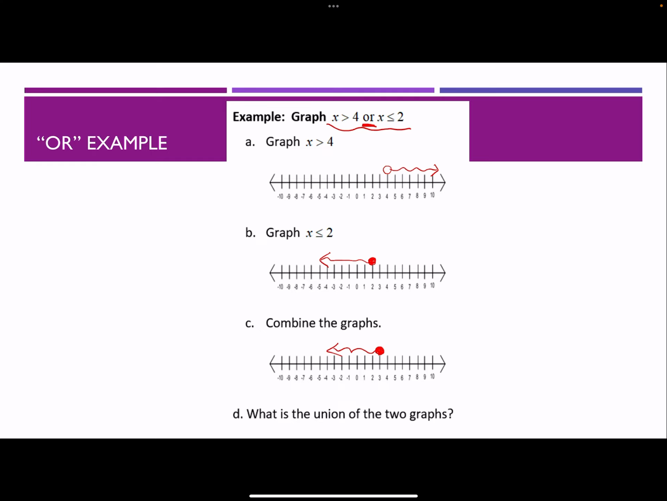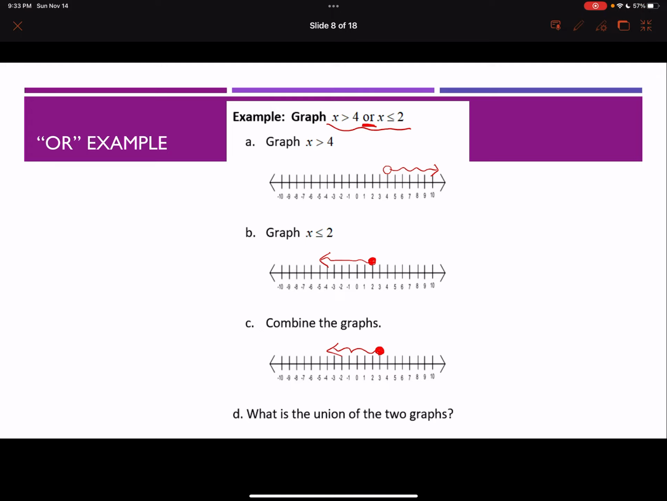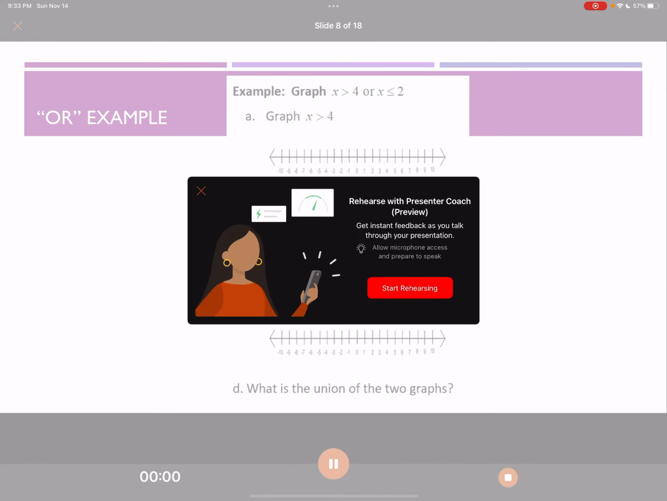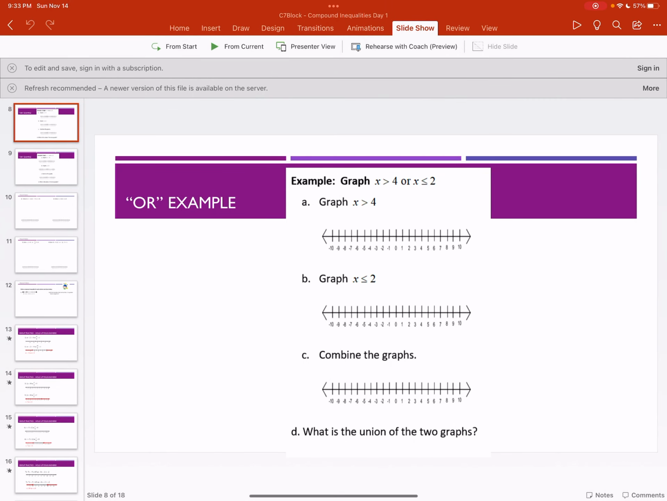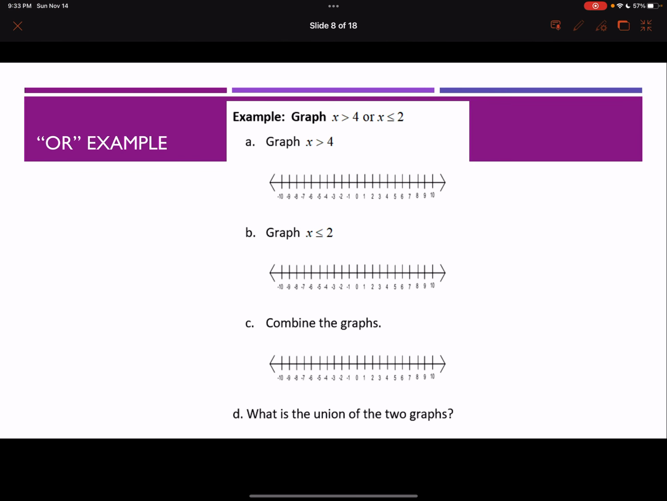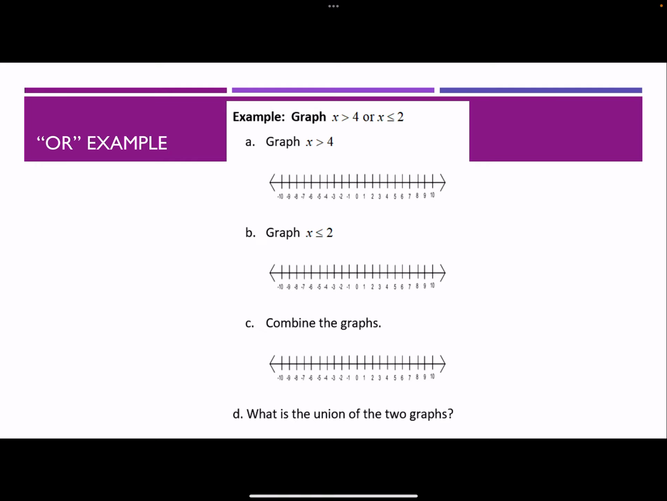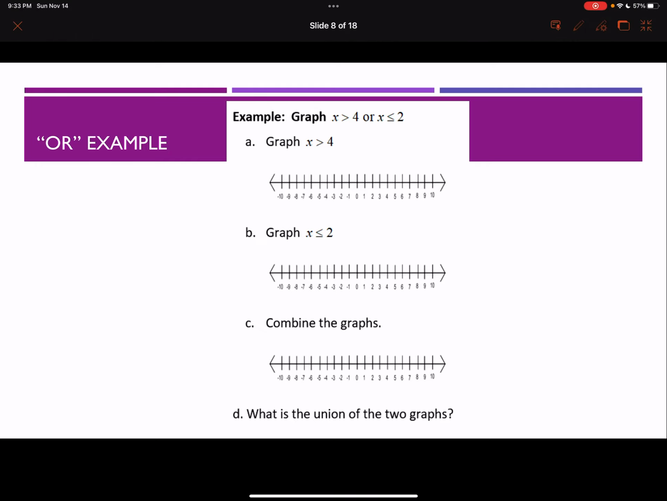And then, oops, I started at 3. Hold on. Oh, goodness. Okay.